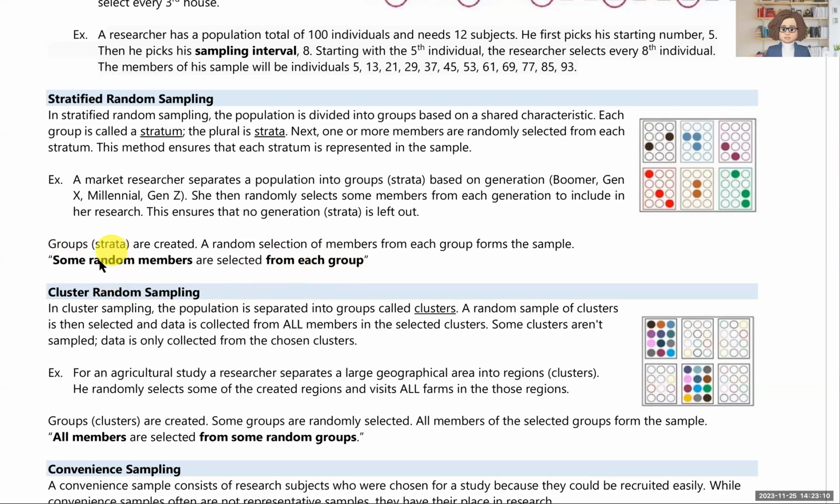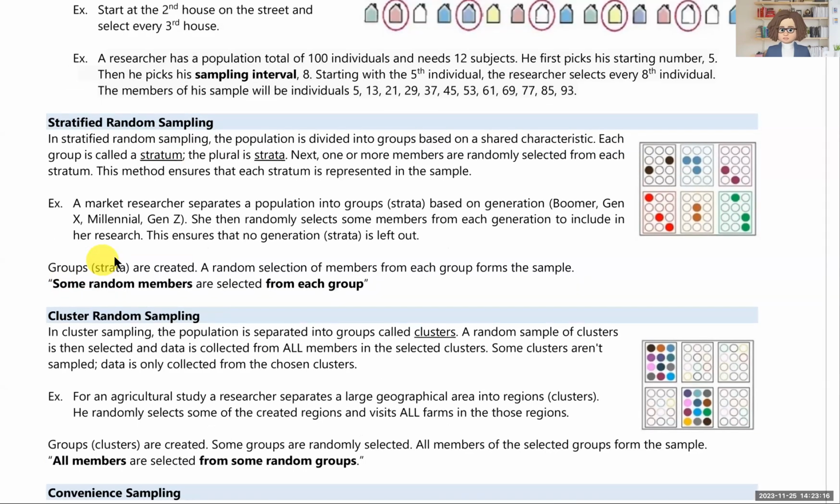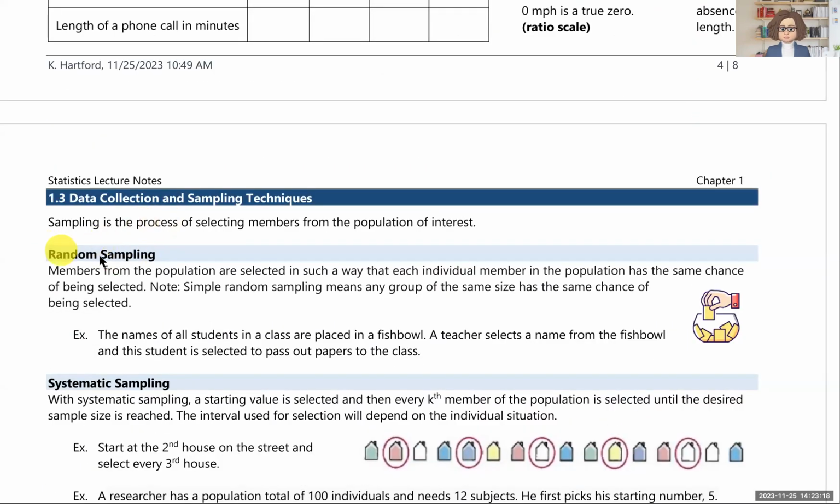Now notice random is part of the process, so stratified random. So don't think everything is random sampling. Random can be part of other processes. So in random sampling, there's no grouping. Every individual just has the same chance of being selected.